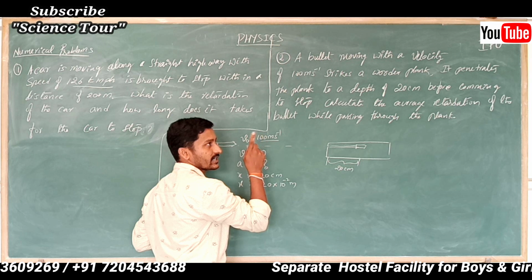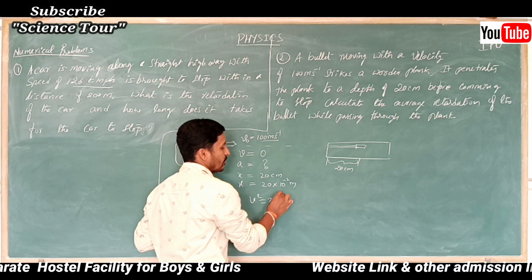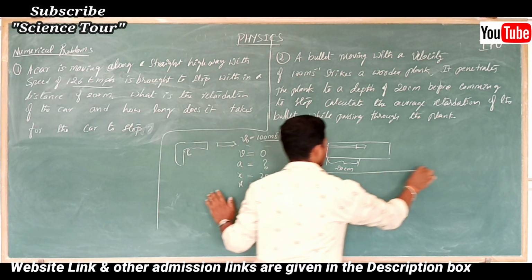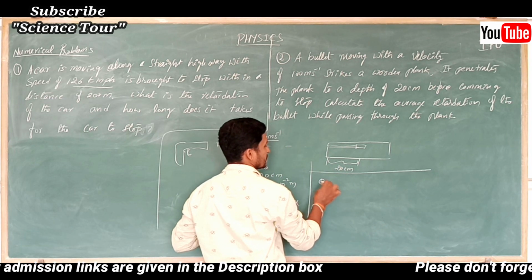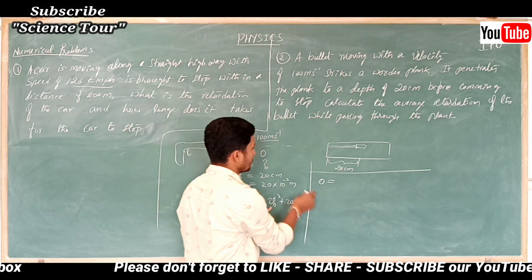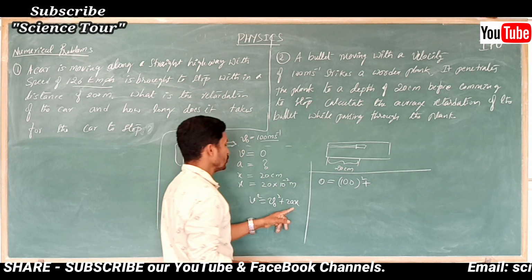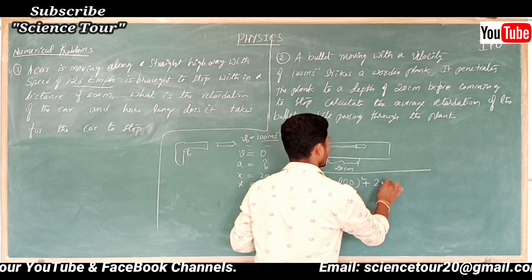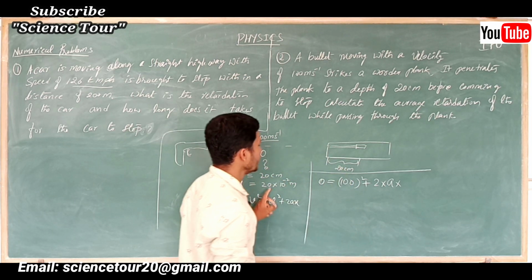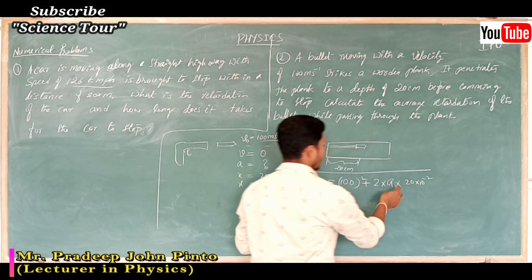Most of the time, if a retardation problem comes, you have to use this formula: V square equal to V naught square plus 2ax. Then what happens? V square is 0, V naught square is 100 whole square, plus 2ax: 2 into a, you have to find out, and the distance it had traveled is 20 into 10 to the power minus 2. A you have to find out.